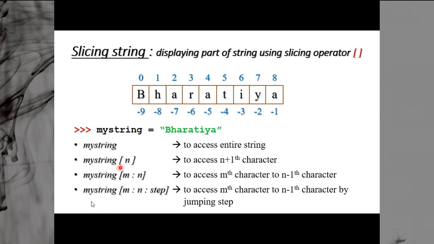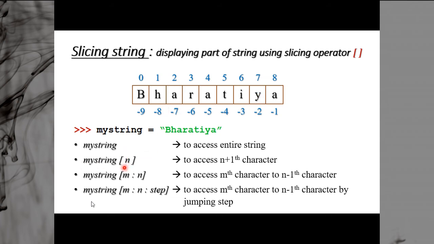Okay, my string 7, that is your 8th character. If you count first, second, third, fourth, fifth, sixth, 7, this is your 8th character, my string 7. Or my string minus 3, so minus 3 is your 6th character. So this is how you can access the string, by providing just an element number.